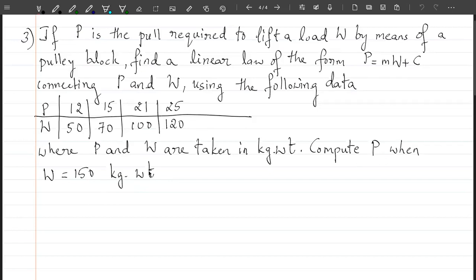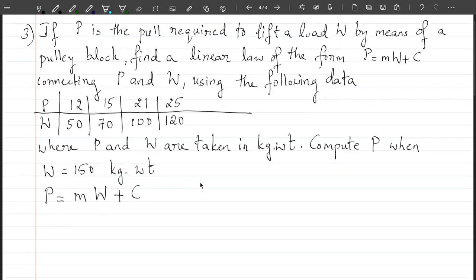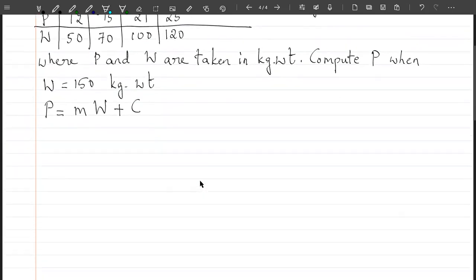So now here they have given you the equation of the straight line. That straight line here is P equal to M into capital W plus capital C. So here P is the dependent variable and capital W is the independent variable. So which are the normal equations here? For getting the first normal equation, directly take summation on every term. So I get summation P equal to M into summation W plus summation C, which is nothing but NC.